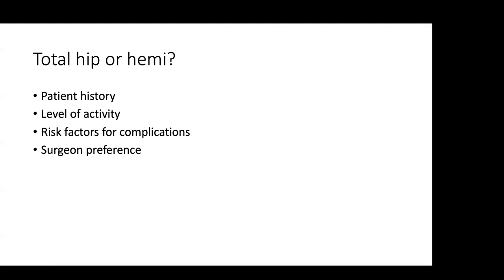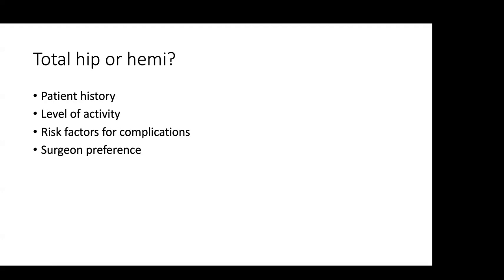So total or hemi, how active is the patient? This is something you can figure out. If there's someone that walks around and they walk 3-4 miles a day, they might be a total candidate. What's their level of activity? If you're talking to them and it turns out that they're a Parkinson's patient or they have advanced dementia, then a hemiarthroplasty might be a better move because there's a lower risk of dislocation.